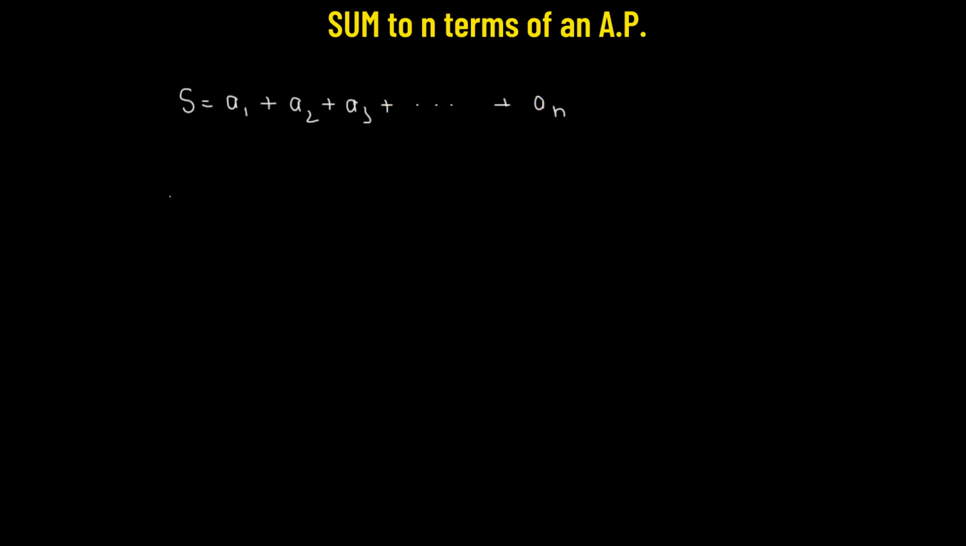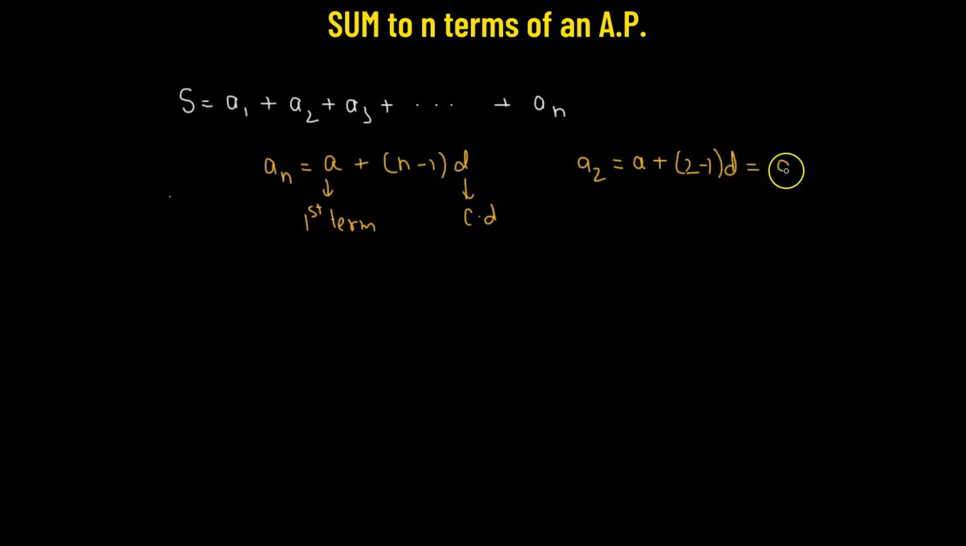Now we know the formula for finding out the nth term. The nth term is given by the first term, which we represent by the letter a in lowercase, plus n minus 1 times the common difference d. So d is the common difference. Now that means we can represent a2. So our a2 will then be represented as a plus 2 minus 1 times d, which is simply equal to a plus d. And if we consider our third term, that's going to be equal to a plus 2d, and so on.